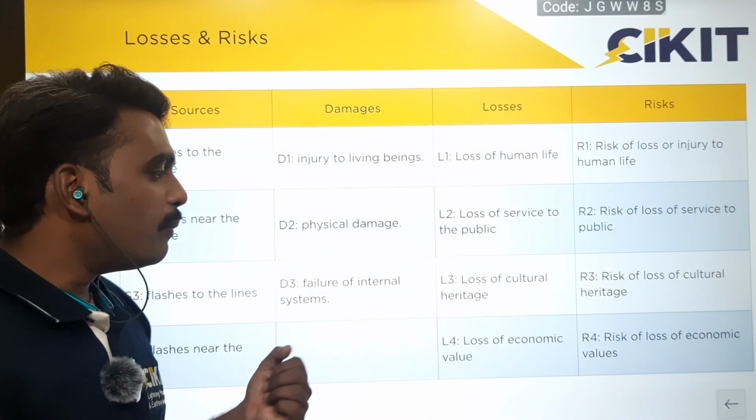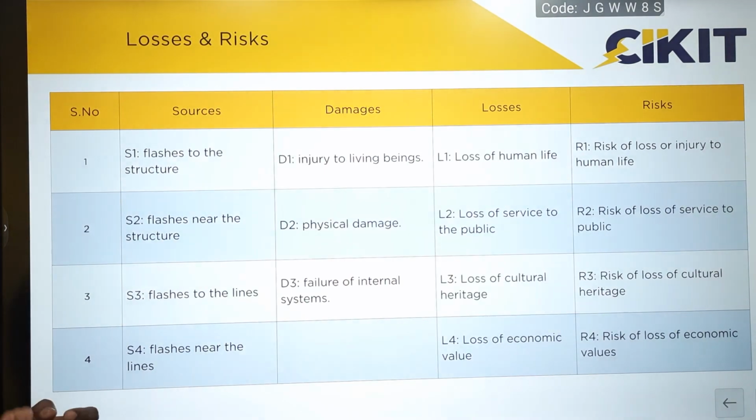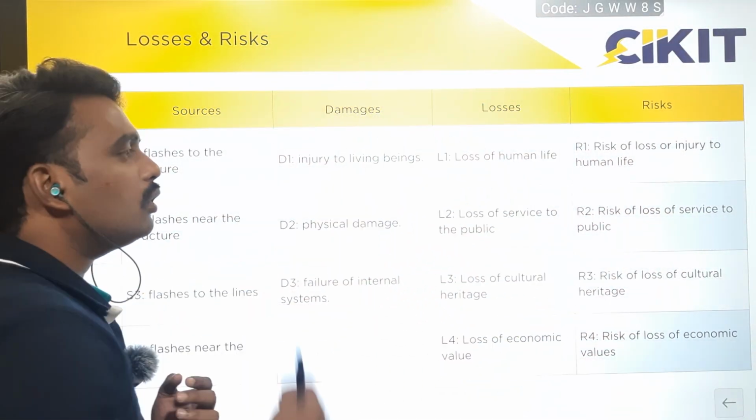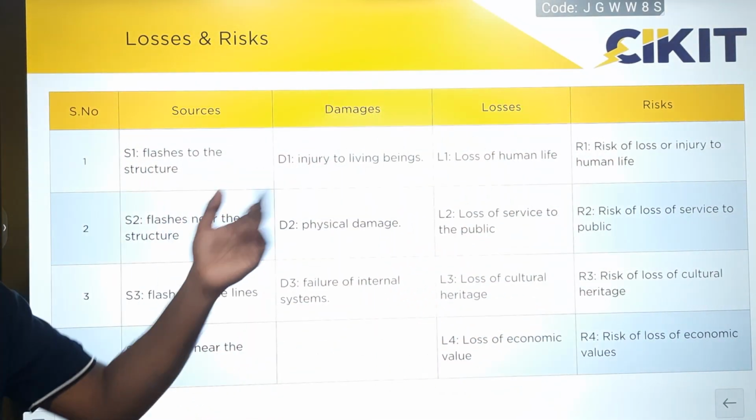The fourth one is mainly economic value. We calculate the loss in terms of financial aspects in this fourth loss. These are the four losses that we will be calculating for the risk assessment calculations. Based on that only, we will determine whether a lightning protection system is required or not.